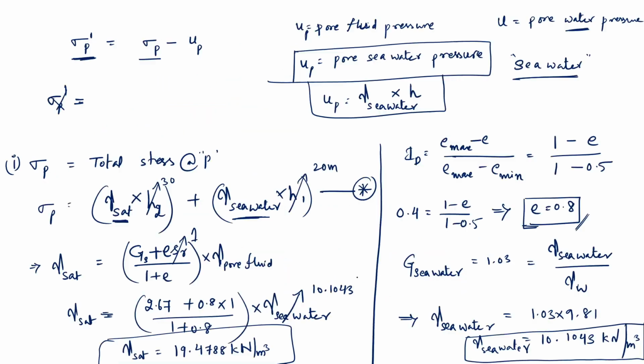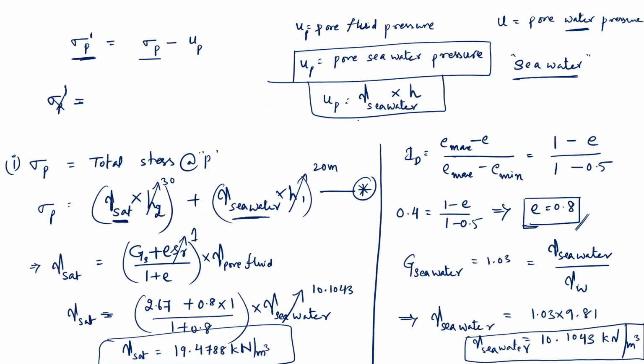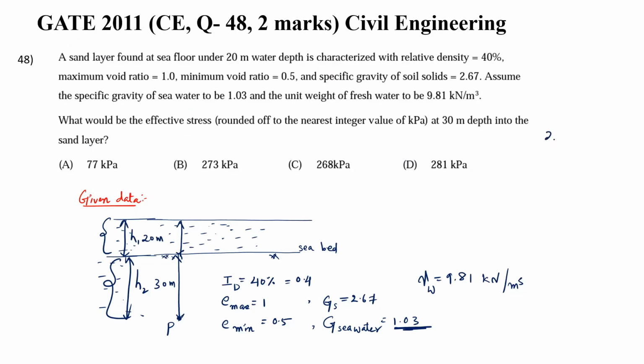So let us move to the question. Effective stress at P at 30 meter depth we have calculated, that is 281.23. 281.23 is the answer. But which is the nearest integer? 281. So what is the answer here? Answer is D. Thank you.